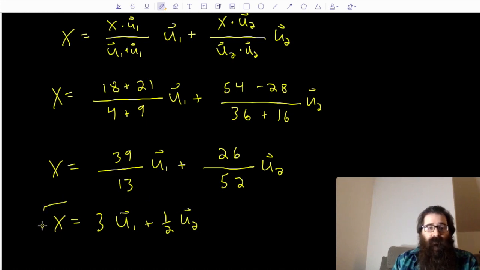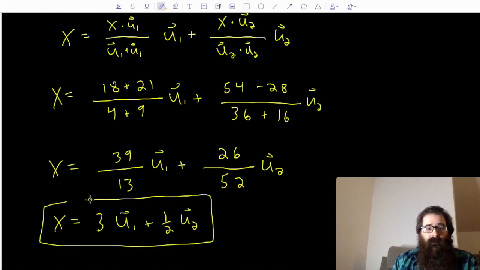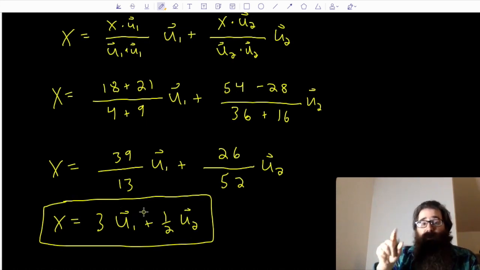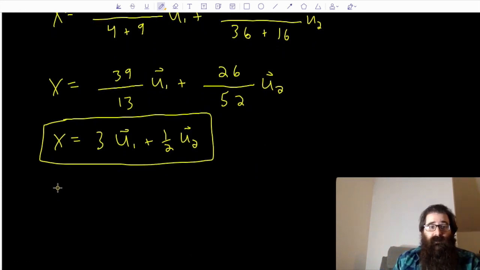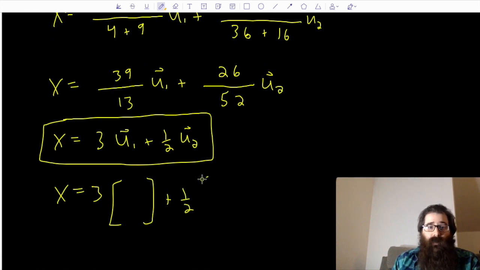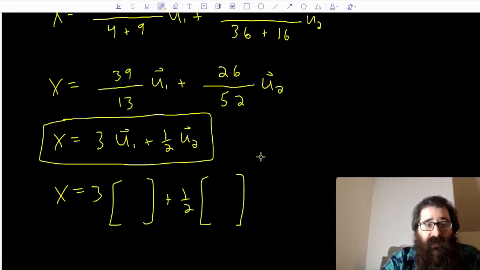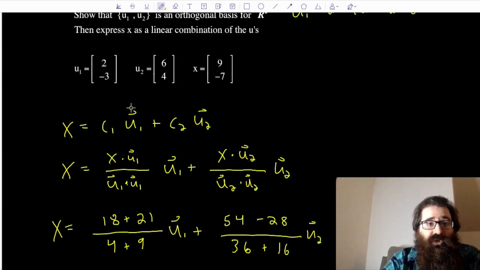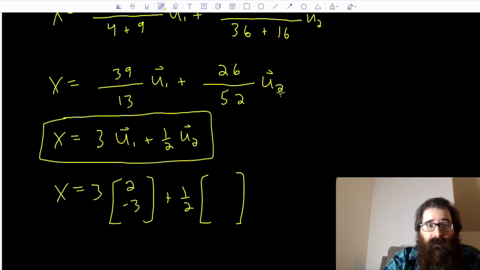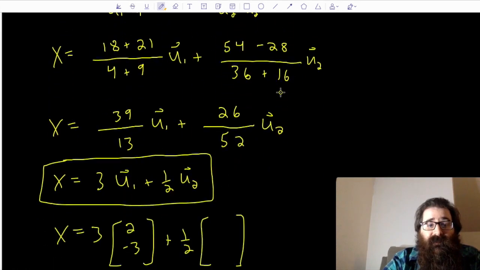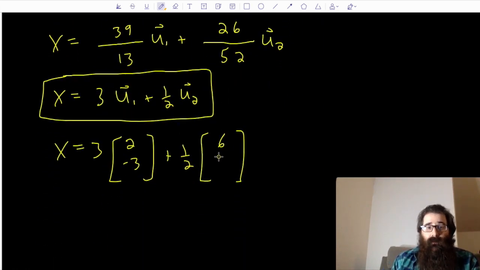So this is the linear combination that I wanted to find. So I would present this as the answer. However, what's great about these problems, we can check it right away. So what we're saying is x should be equal to 3 times vector u sub 1 plus 1/2 times vector u sub 2. And we can check this. So vector u sub 1 was 2, negative 3. And then vector u sub 2 was 6, 4. So this is just a check here.